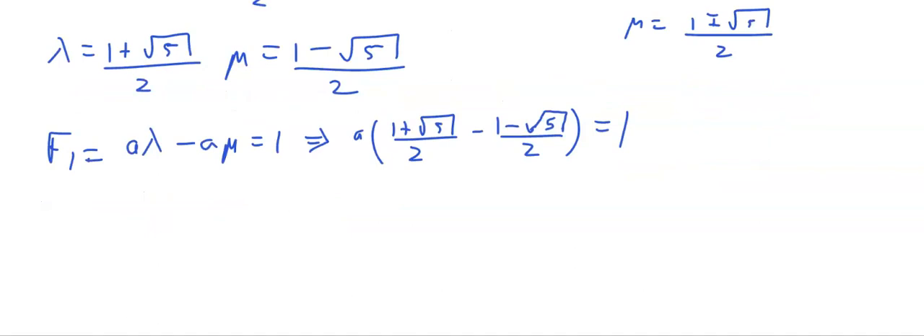And so if we put all this into the statement for F1, we're entitled to say that a times (1 plus root 5 over 2 minus 1 minus root 5 over 2) equals 1. So if I multiply both sides by 2, I obtain this result here.